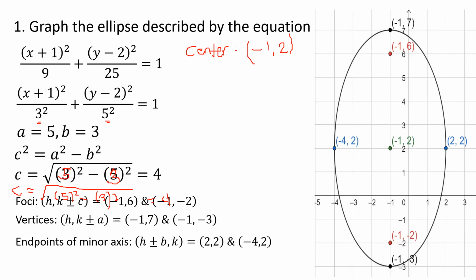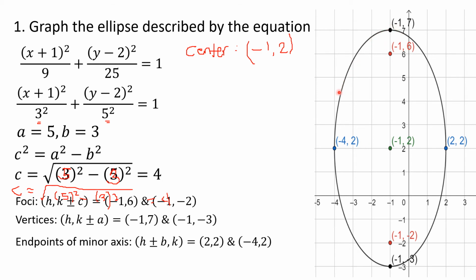So you plot all the points that you get. You plot the center -1, 2, and then you plot the foci -1, 6, and -1, -2. Next points are the vertices -1, 7 and -1, -3. And then the co-vertices, which are points 2, 2 and -4, 2.